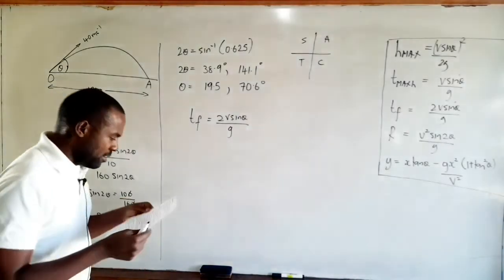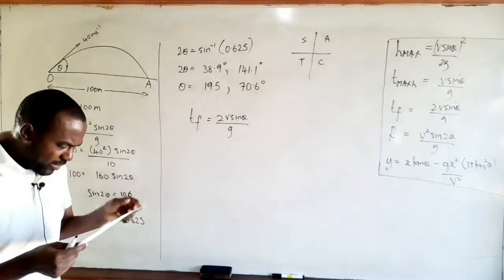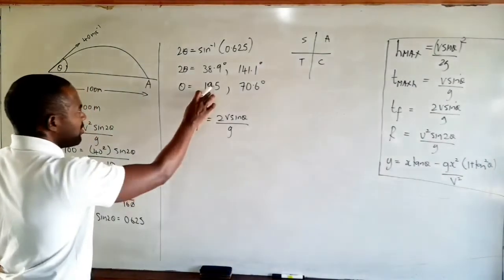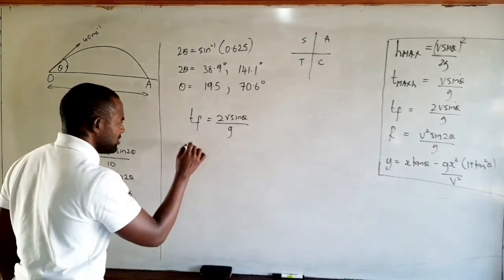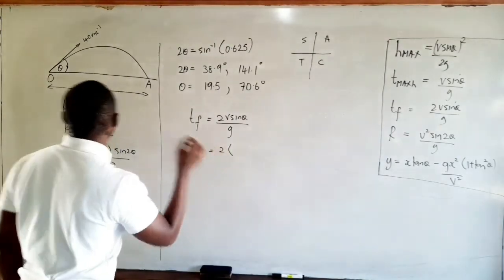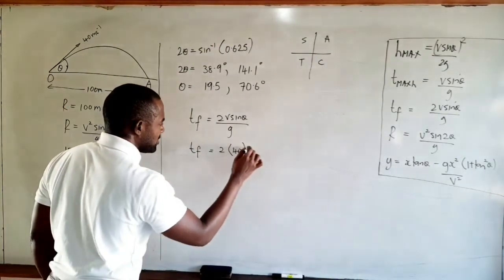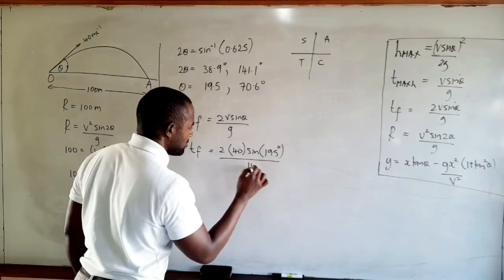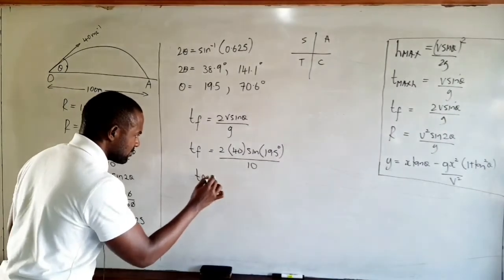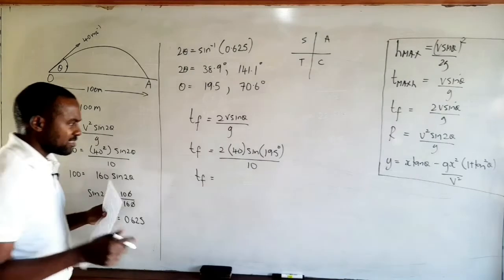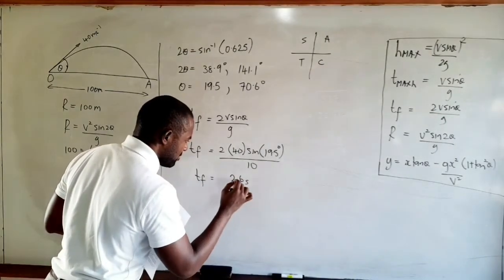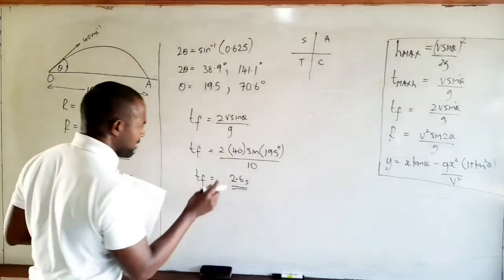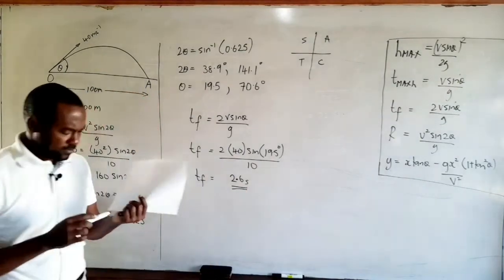So therefore, the minimum time of flight, which is what the question asks for, is it? Right, the least time of flight occurs when theta equals 19.5. So therefore, TF, this will be equal to 2 times 40 times sine of 19.5 degrees all over 10, and this should give us 2.6 seconds. All right, so the minimum time of flight occurs when the launch angle is the smaller of the two, 19.5 degrees, and this basically gives us 2.6 seconds.